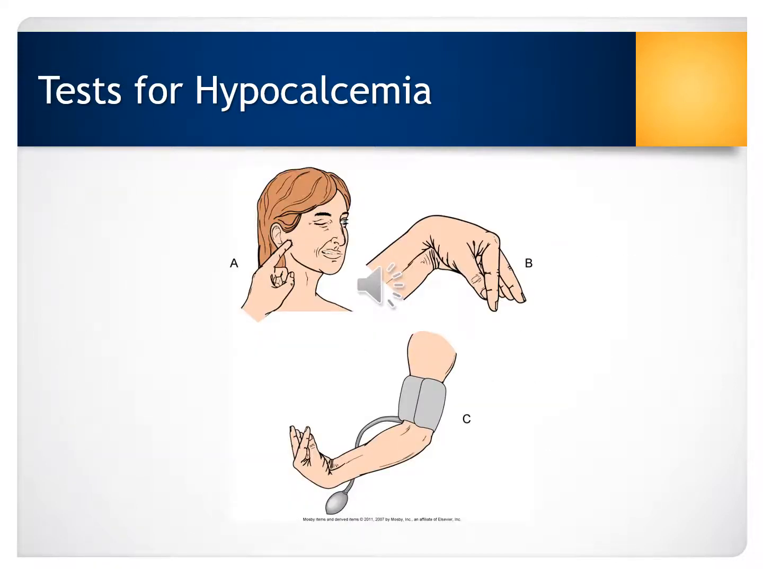So in looking at these images, you can see for image A, if you're to tap on that facial nerve, you'll see facial twitching, eye blinking, cheek raising, mouth moving. You'll see that if the patient is hypocalcemic. If you're doing the Trousseau sign, you can see that the blood pressure cuff is tightened and you're seeing that carpal tunnel spasm in the lower extremity, the hand, wrist, finger area. You'll see this would be a positive Trousseau sign.